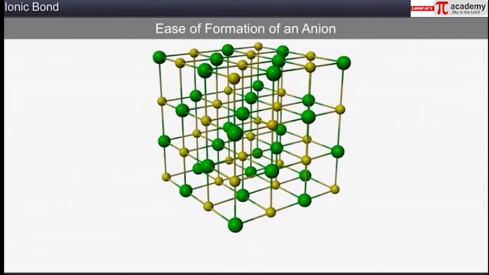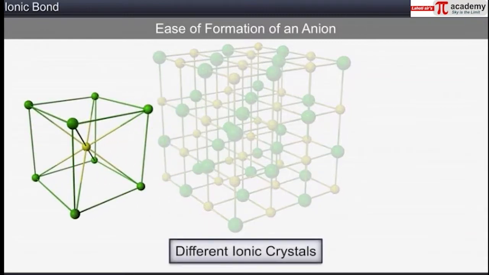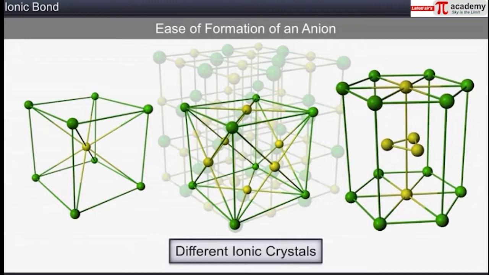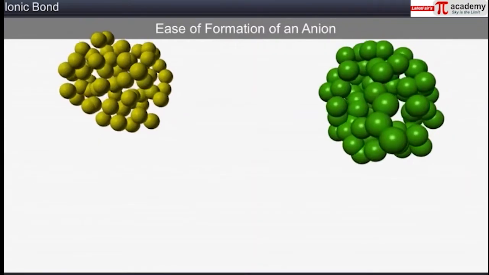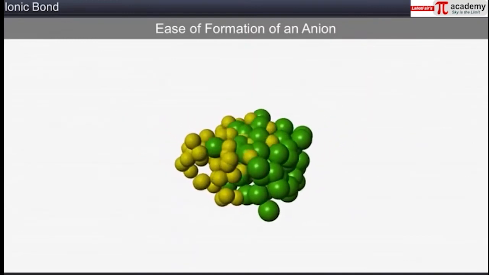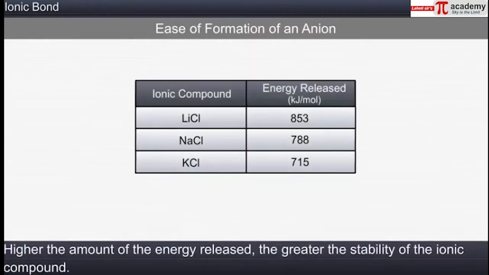The difference in the crystal structures of different ionic compounds is attributed to the size of ions, their packing arrangements, and other factors. Finally, a requisite number of oppositely charged ions combine to form a crystal lattice. This process involves the liberation of energy. The higher the amount of the energy released, the greater the stability of the ionic compound.